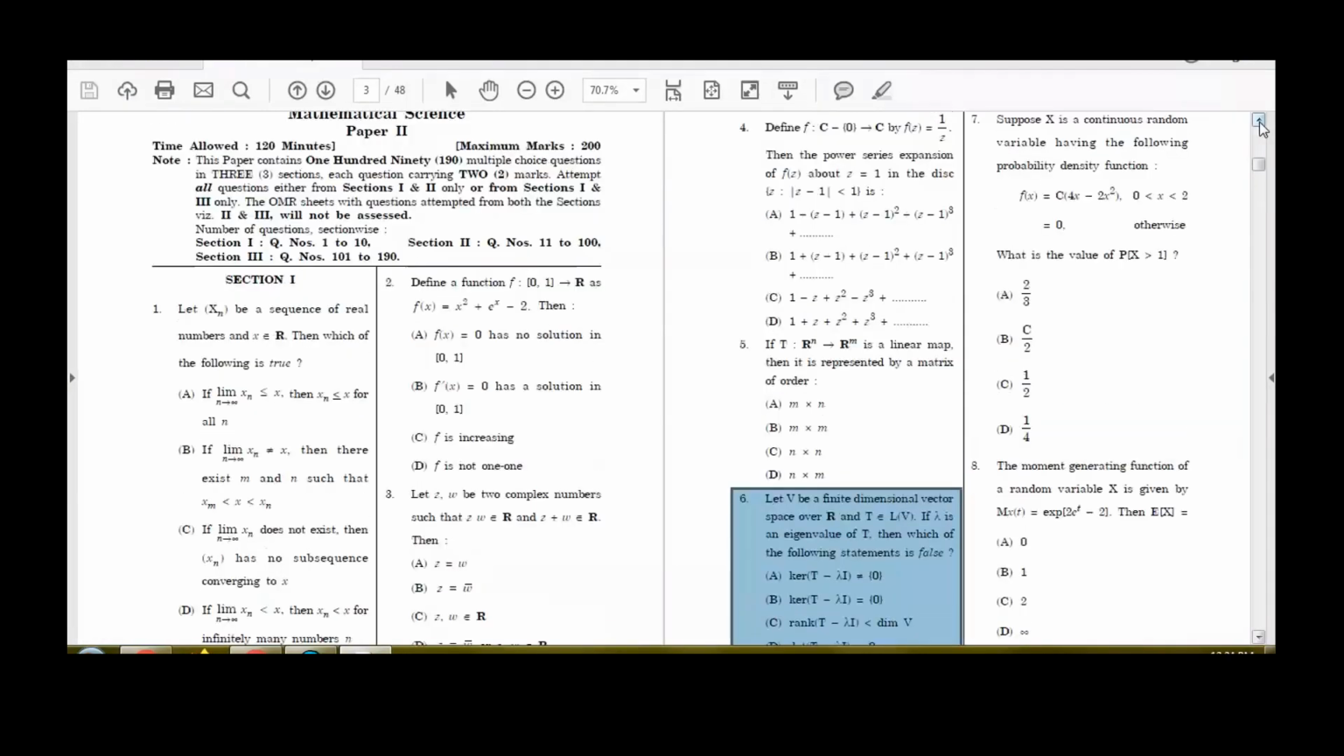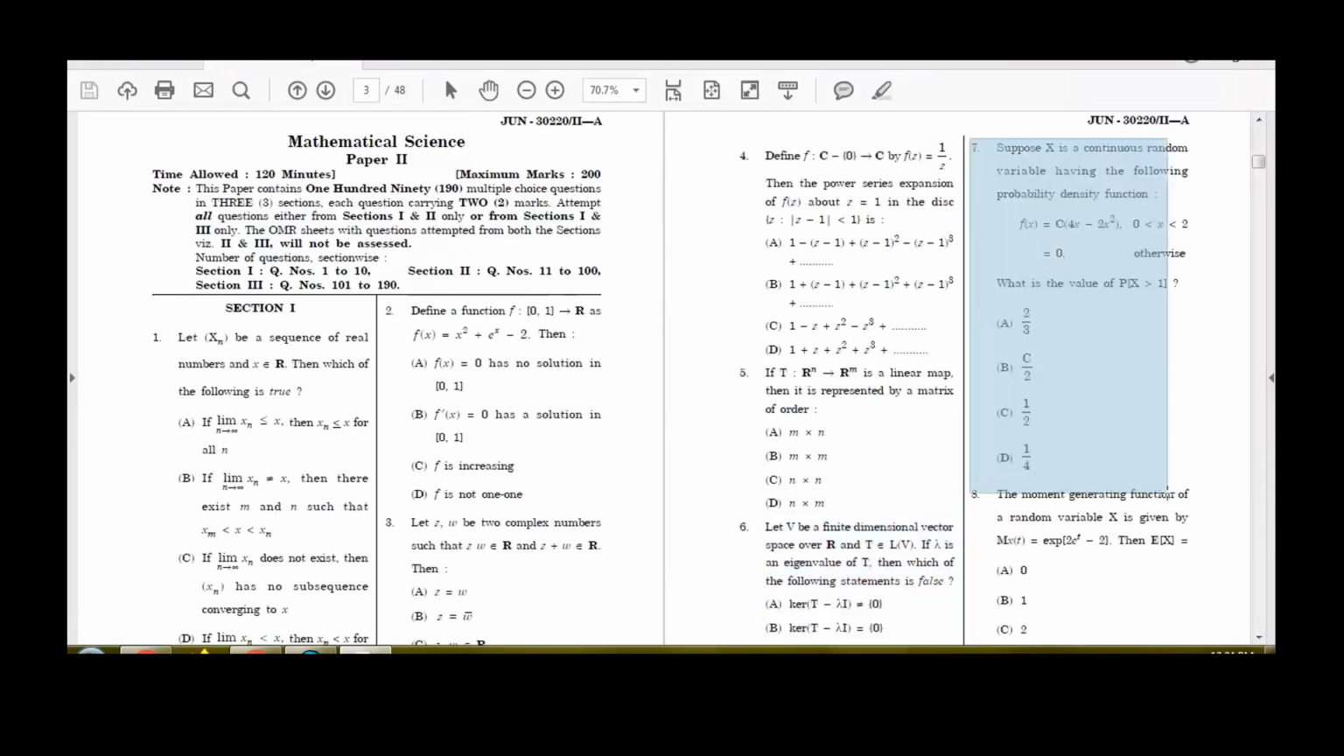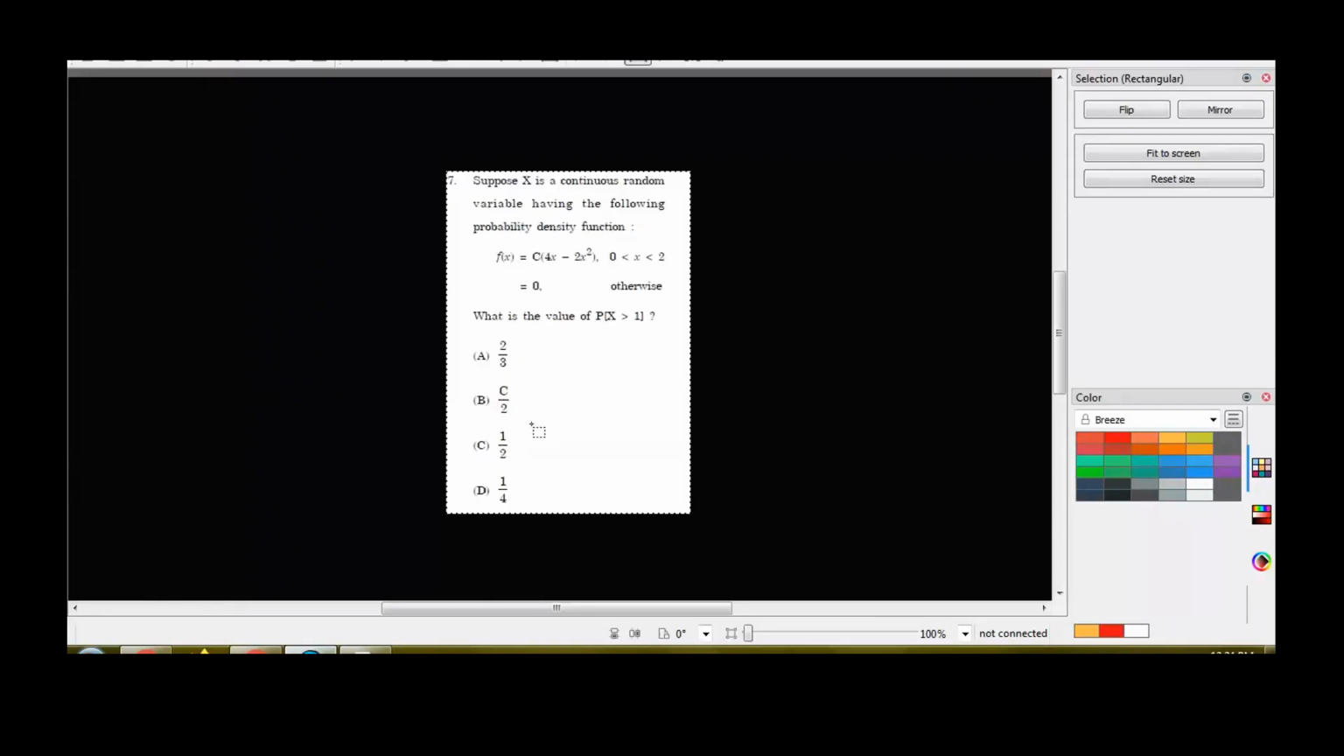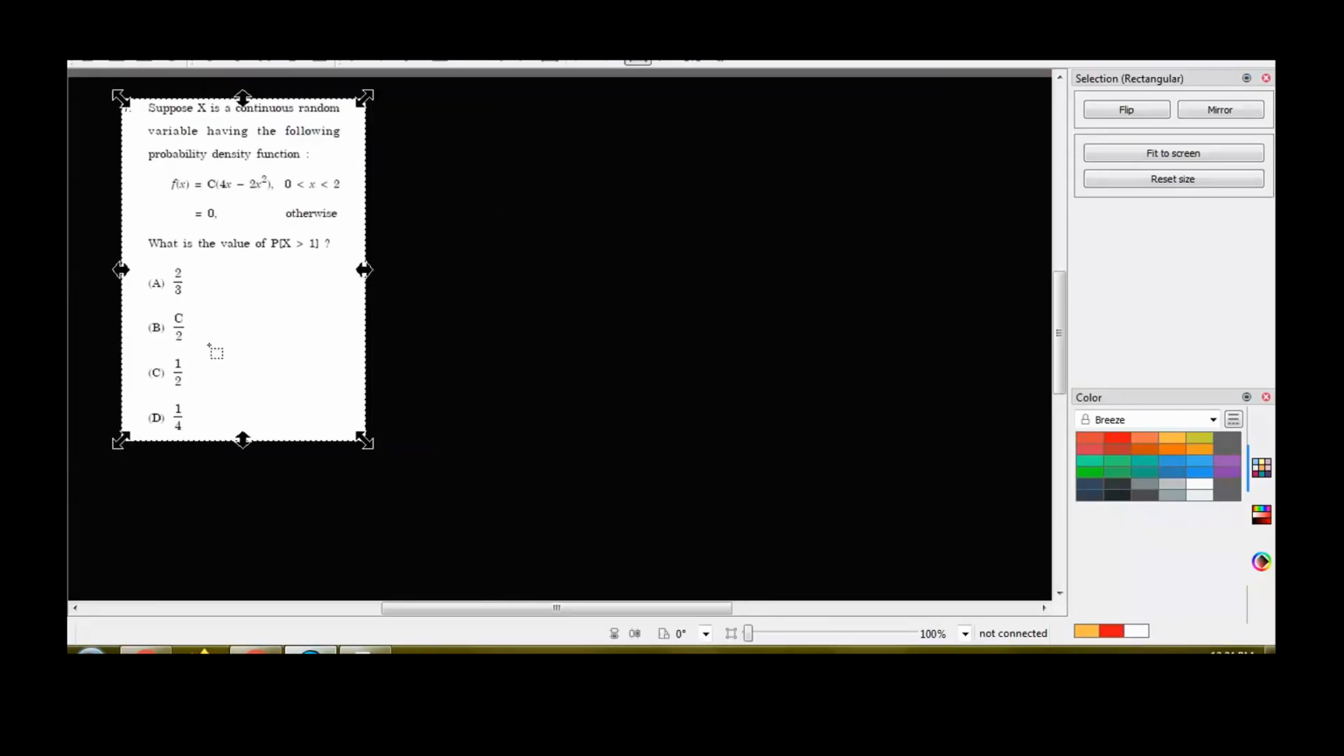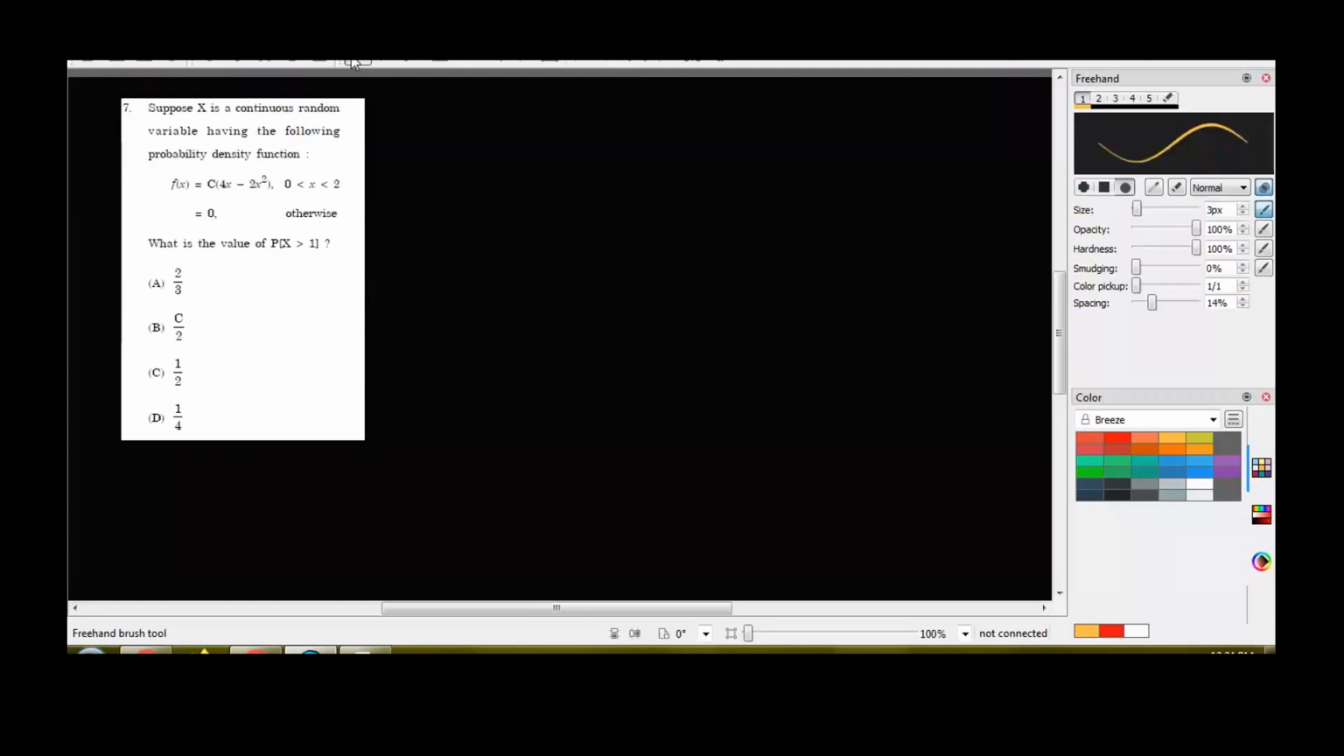Question number 7. Now this is a question based on probability distribution. So we'll have to solve it. We have a PDF, a probability density function, given, and we want to find the probability of x greater than 1, where x is a random variable. So in this case, the probability density function is c times (4x minus 2x squared) defined on (0, 2). Otherwise, it is equal to 0.